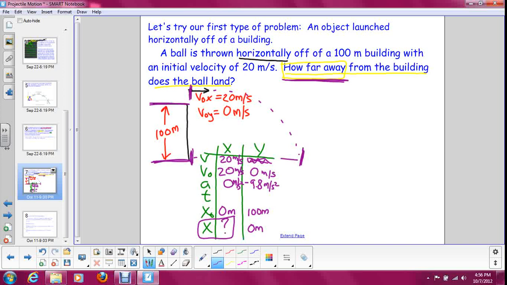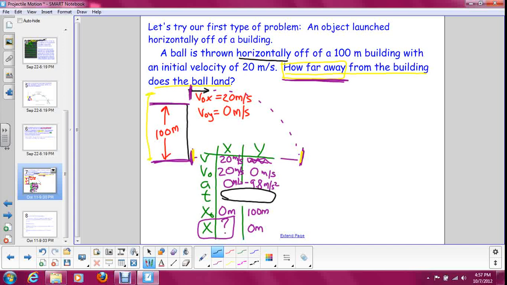So the one thing we have left here is the time it takes for it to fall. And let's think about this for a second. Is the time it takes to go from 100 meters up here to 0 going to be different from the time it takes to go from the edge of the building to its landing point? No. These times are going to be exactly the same. Time cannot be split up into x and y components. Time just is. So this time is going to be the same for your x and your y. Always.